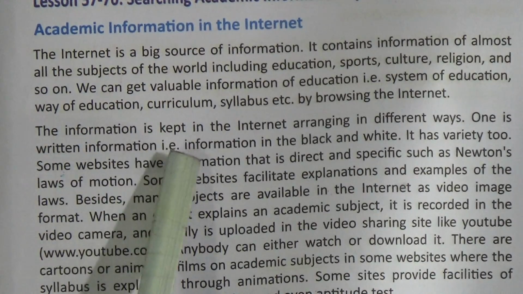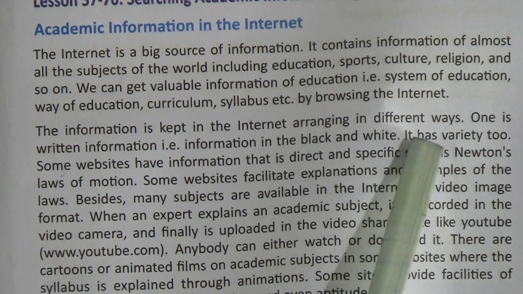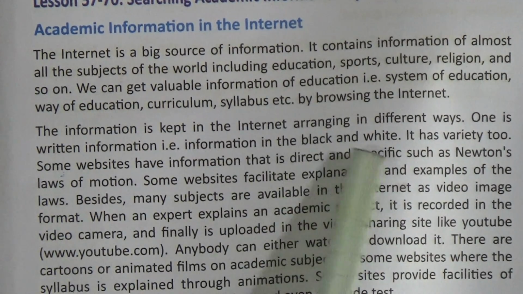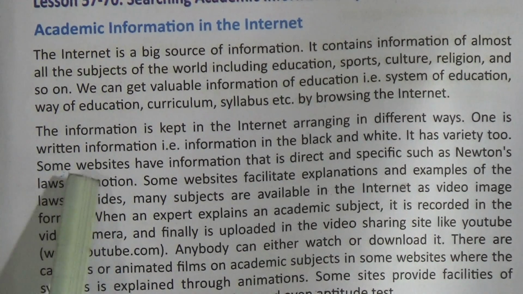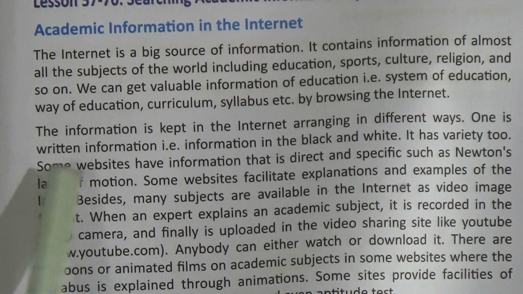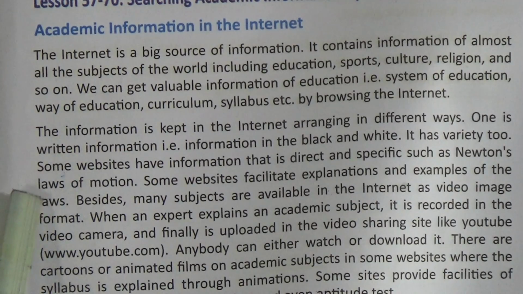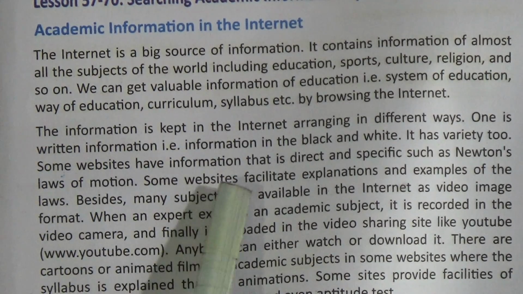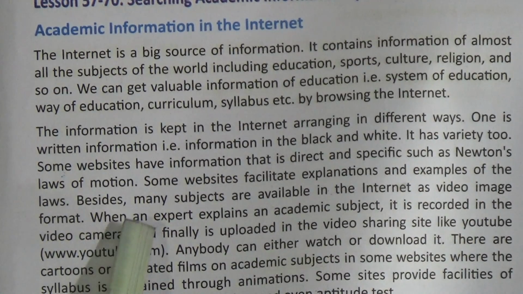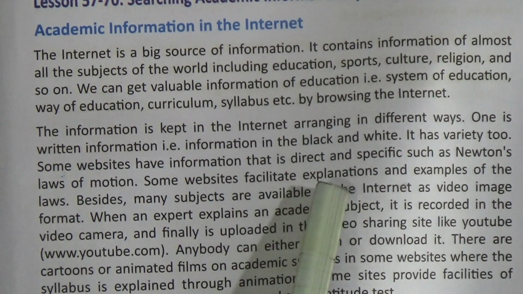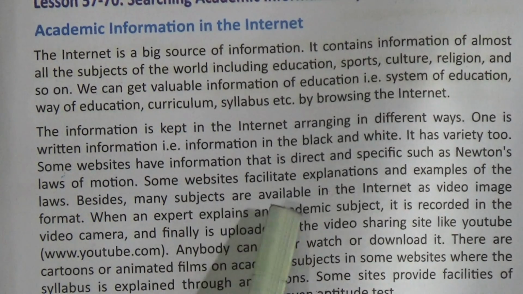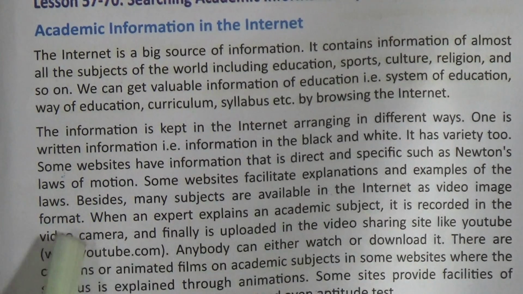The information is kept in the internet arranged in different ways. One is written information, for example, information in black and white. It has variety too. Some websites have information that is direct and specific, such as Newton's laws of motion. Some websites facilitate explanations and examples of the laws. Besides, many subjects are available in the internet as video image format.